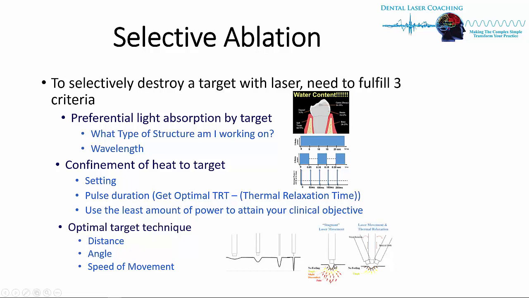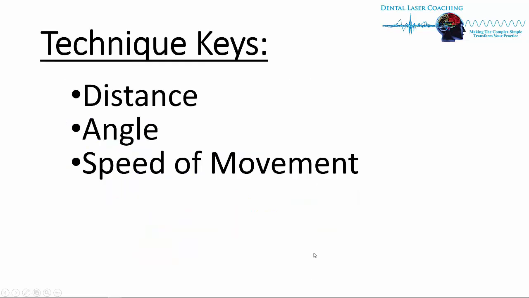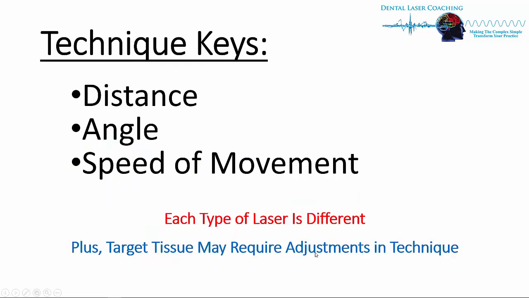How far are we from the tissue? Do we move side to side, up or down? How do we do that? If you keep it stagnant, we can get pain. So there's a lot of little intricacies for each system. So distance, angle, speed of movement.